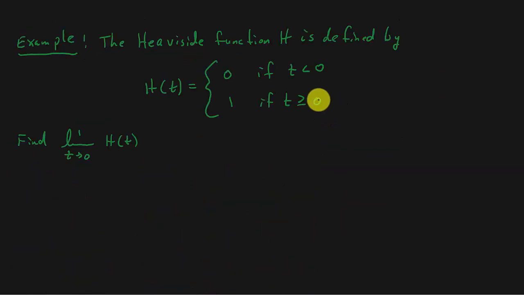All right, so let's look at this example. We've got the Heaviside function, and it's defined by h of t is equal to 0 if t is less than 0, and it equals 1 if t is greater than or equal to 0. We want to find the limit of this thing as t goes to 0. As t goes to 0, what's the limit of h of t?